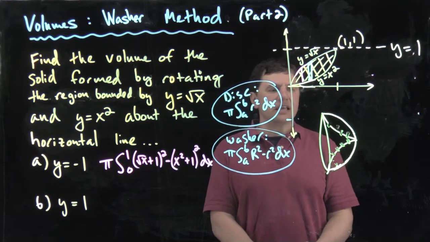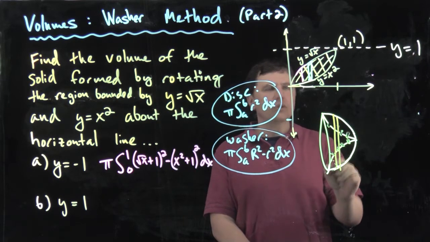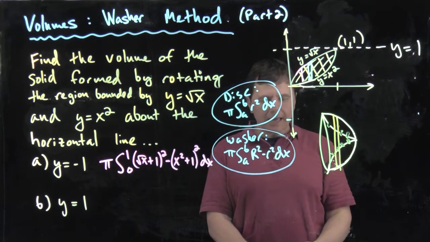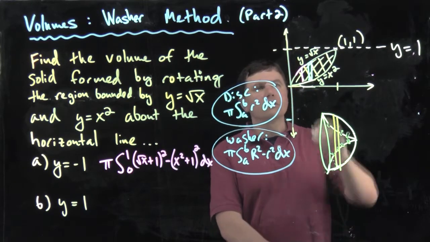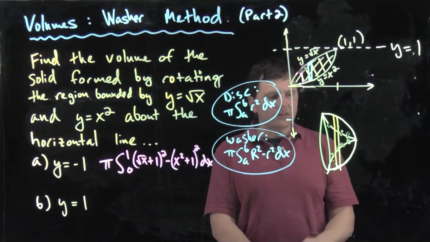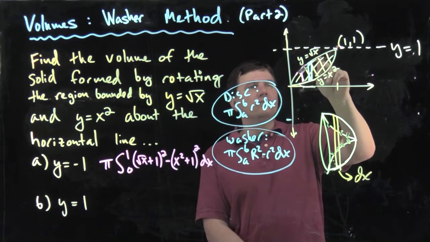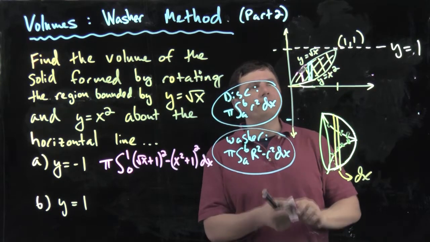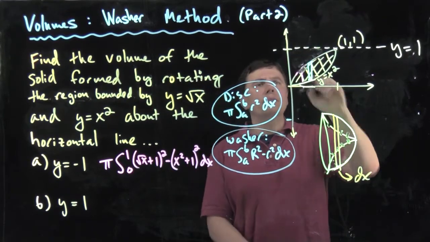So now I'm going to slice this thing up. Same type of thing here. I'm slicing this up with a thickness of dx. And now we're just going to look at what this is. So here, let me erase some of this. We remember this is y equals x squared. I don't need that there anymore.